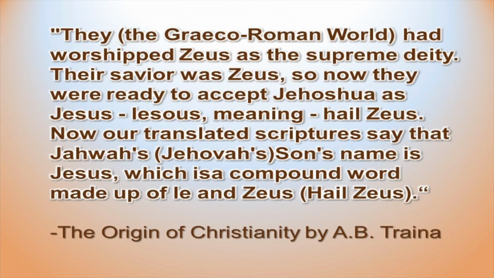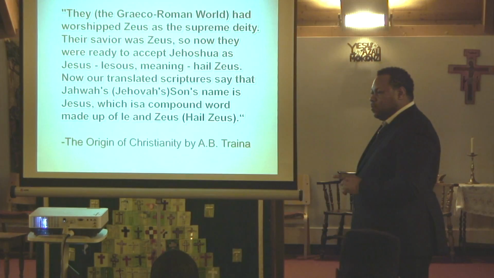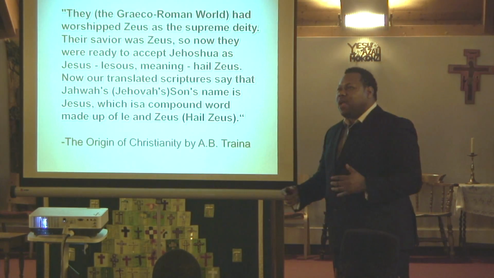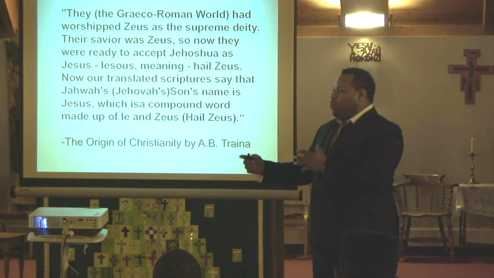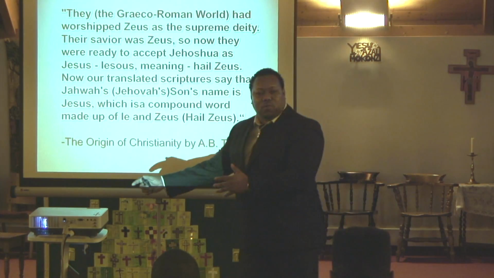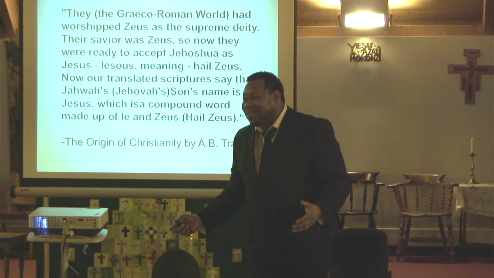The origin of Christianity by Amy Trainer. They, the Greco-Roman world, had worshipped Zeus as a supreme deity. They saved him with Zeus, so now they were ready to accept Yahushua as Jesus, meaning Hail Zeus. So Jesus means Hail Zeus. The word Hail in its original context means, where do you hail from? So Hail Zeus comes from Zeus. So every time you worship Jesus, that's what we're really saying.